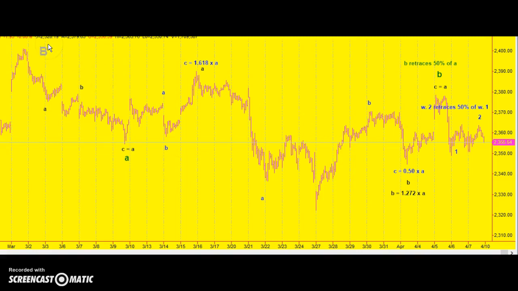Well, here was gray B. We had A and B. I think today's rally, which retraced 50% of wave 1, is the end, and that wave 3 down is on the way.